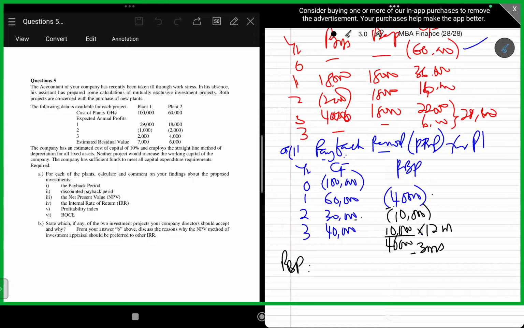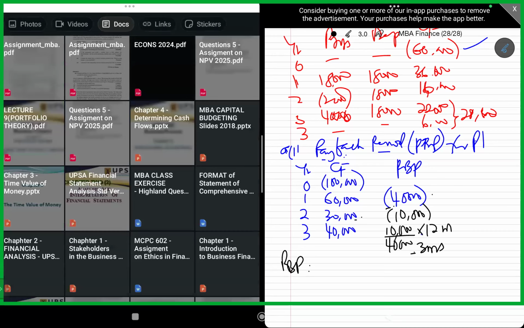Year one and year two, it's easy to pay back fully. But in year three, it didn't use all the 3 years. It used only 3 months in year three because the balance is 10,000 and I'm having 40,000. I can pay the 10,000 and I also have 30,000 as my positive cash flow. Do you understand it?